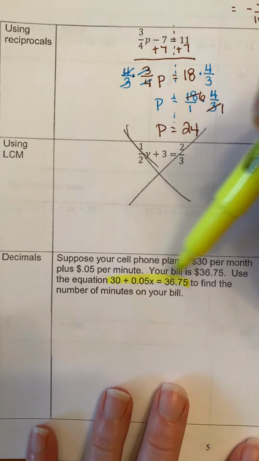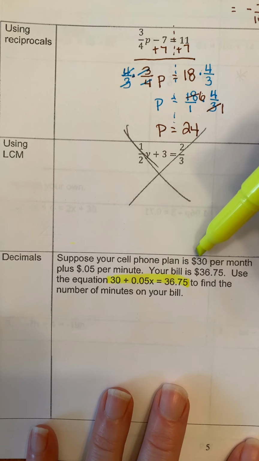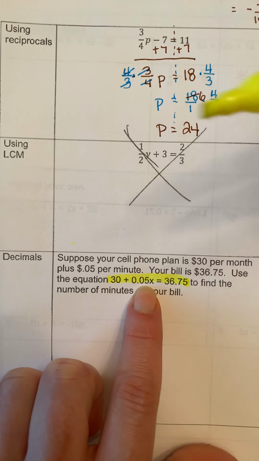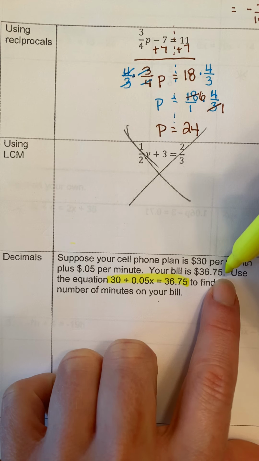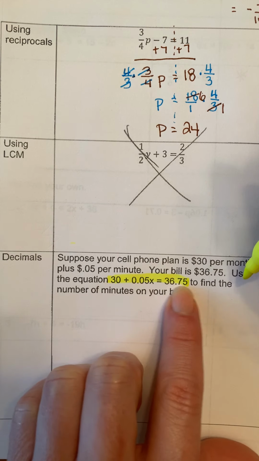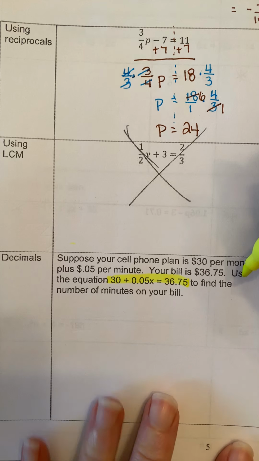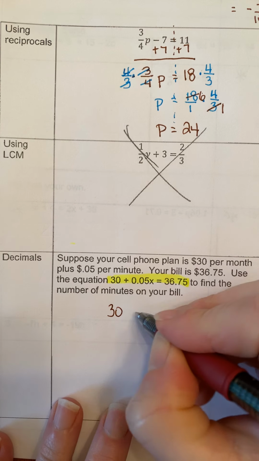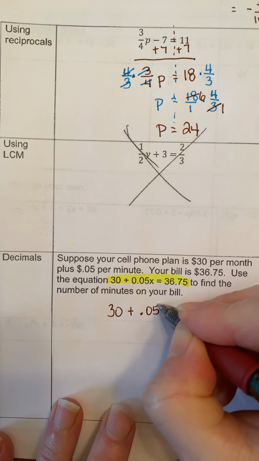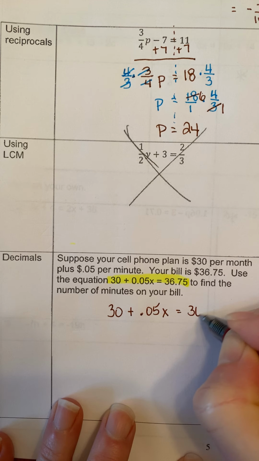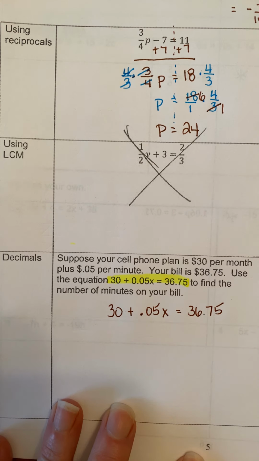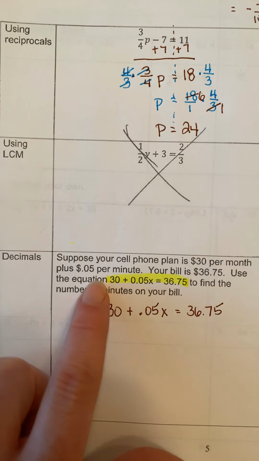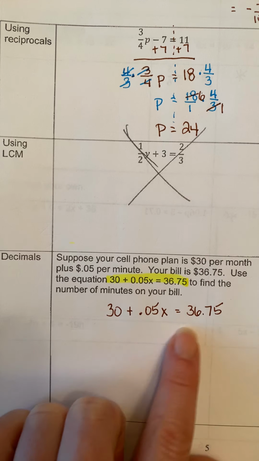All right, so suppose your cell phone plan is $30 per month plus 5 cents per minute. So 30 plus 0.05x, that's where that's coming from. Your bill is $36.75. Use the equation to find the number of minutes on your bill, where the number of minutes is x. Let's look at this one. Pretty basic. You have solved a couple with decimals already. I'm going to rewrite the equation down here. There is no simplifying I have to do, because the like terms are all put together already. So I'm going to go ahead and solve this.